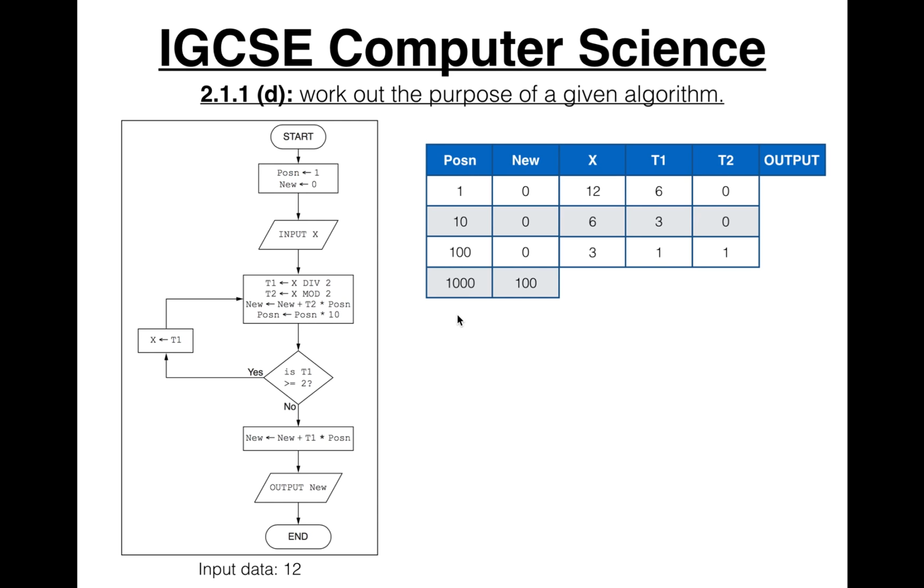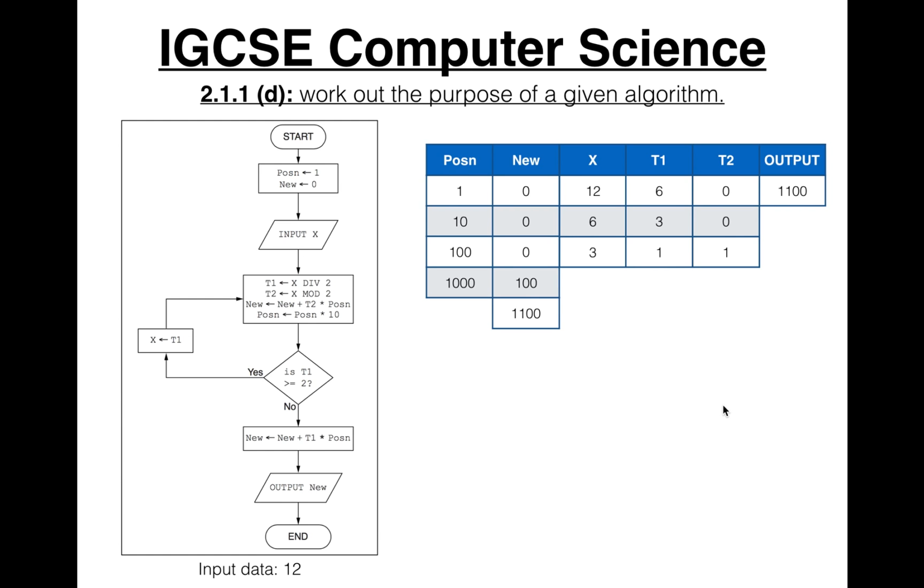Is t1 higher than or equal to 2? Nope. So new equals new plus t1 times position. So t1 times position is 1 times 1,000, which gives 1,000. 1,000 plus 100 is 1,100. And we output new, which is 1,100.